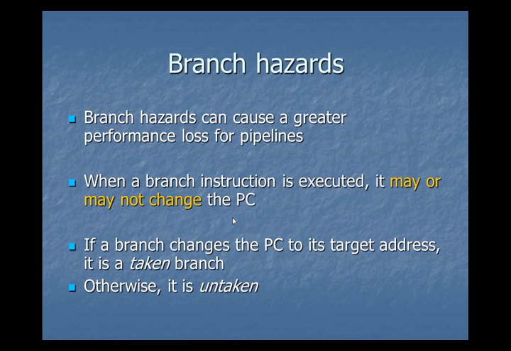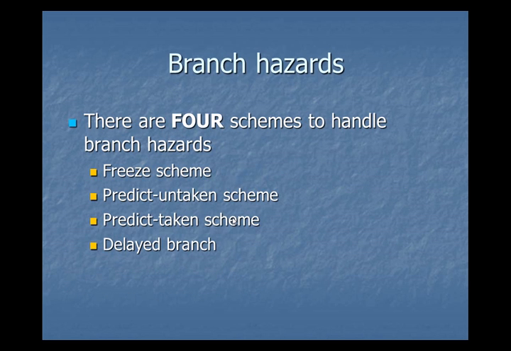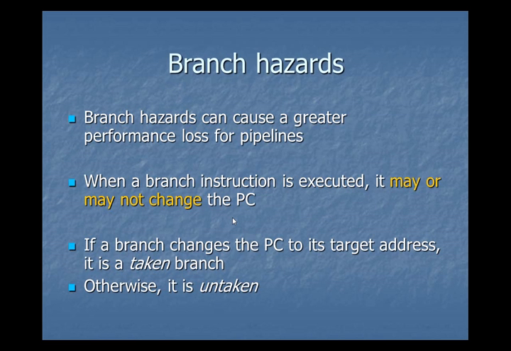There are 4 schemes to handle the branch hazard. But first of all, what is the branch hazard? First, understand the concept. Branch hazard can cause a greater performance loss for pipelining. This is one of the most drastic hazards available in pipelining. It adversely affects the outcome of the instruction and causes a greater performance loss for pipelines.